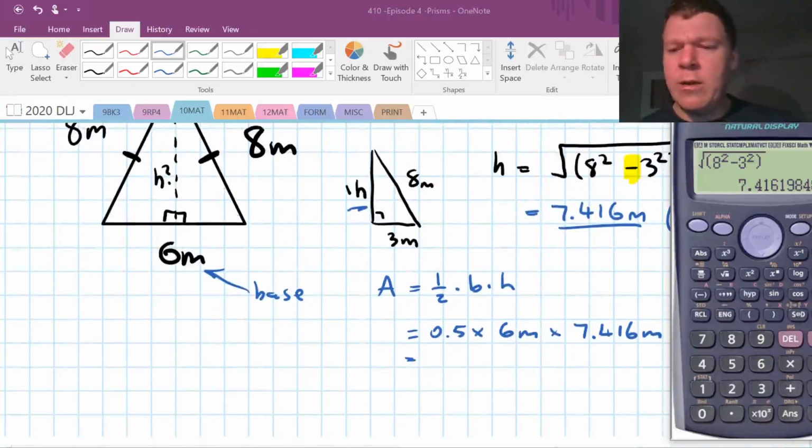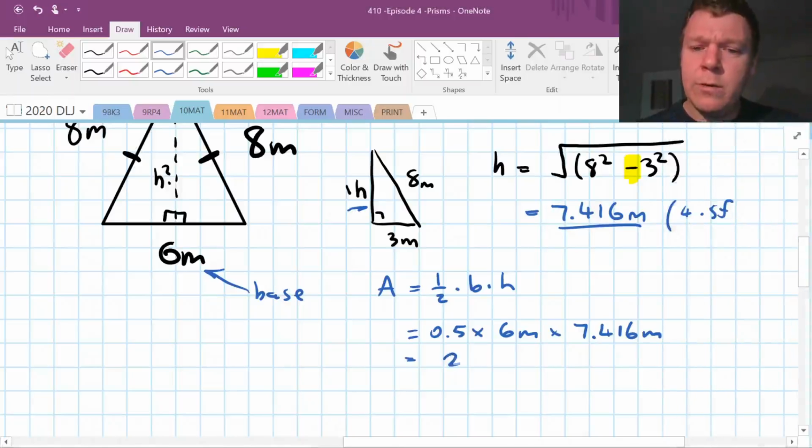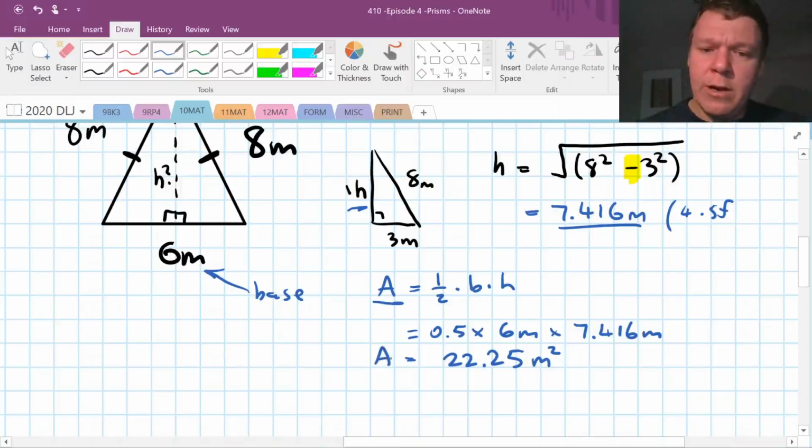Let's chuck that in the calculator. Done that well, Mr. Dilly. Squeezed it all in. Times 6 times 7.416. 22.25, because we'll round that last digit up. 22.25 meters squared, because we're dealing with area of a triangle.